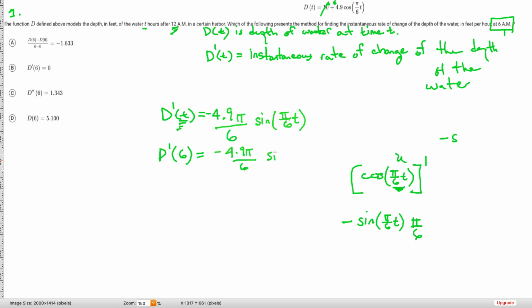And then if you look here, if t is 6, the 6's are going to cancel, and I'm just going to get sine of pi. You should take your time in realizing that sine of pi is 0. You could use the unit circle. I go over here. Pi is exactly this. The y value for that point over there is 0. So D prime of 6 equals 0. And I have my answer as being B.